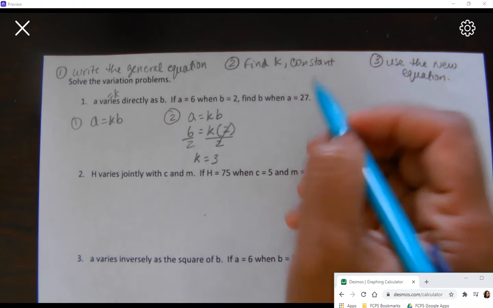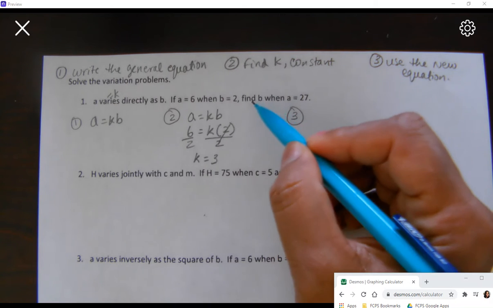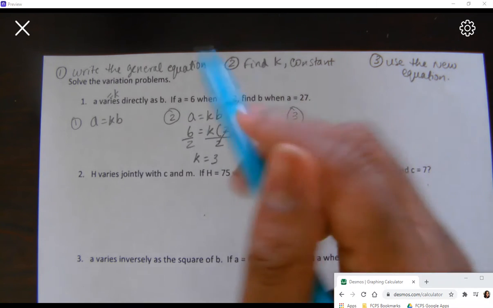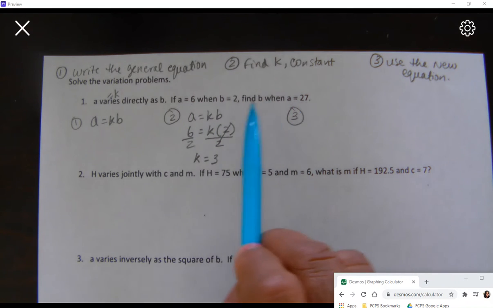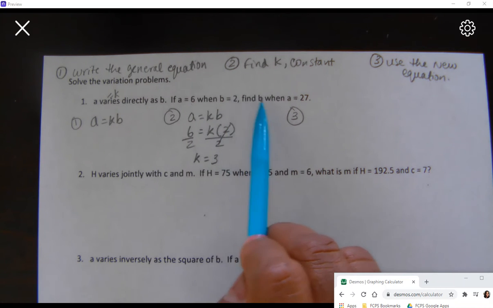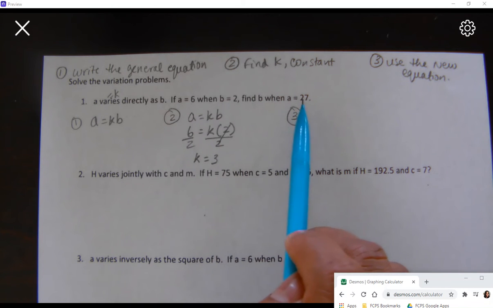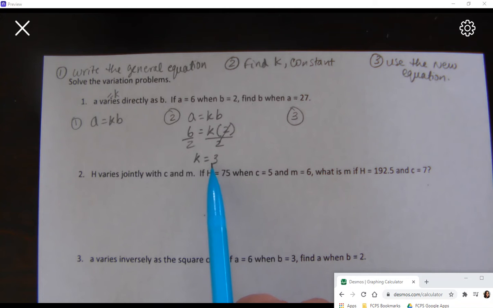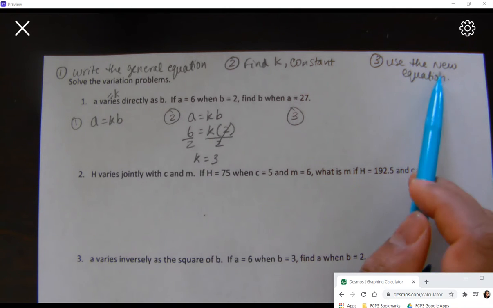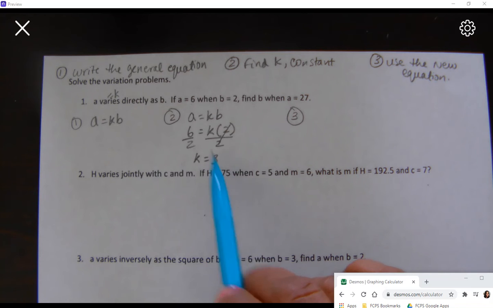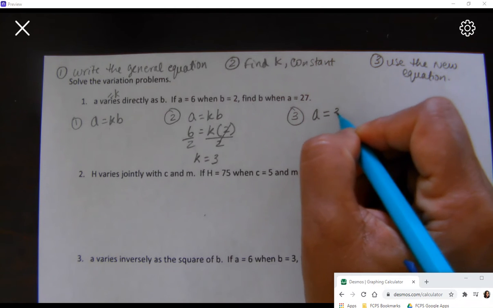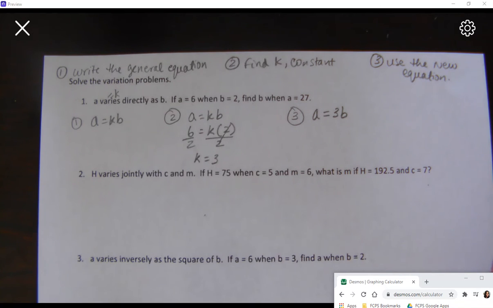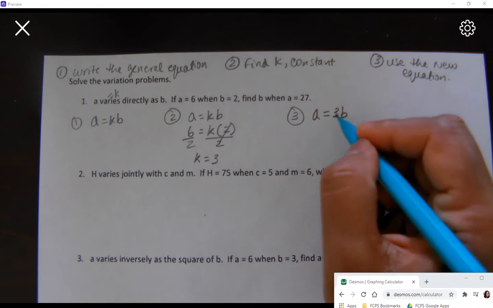And then the third step is the last part of the sentence. It says find B when A is equal to 27. Notice that at first A is equal to 6, now A is equal to 27. So now we have to see what B is going to change to, because these are the variables. They keep changing, but the thing that doesn't change is my constant k. To write my new equation, we take the constant and plug it into our general equation. So we have A equals 3B. This is my new equation, and it has my constant in it.